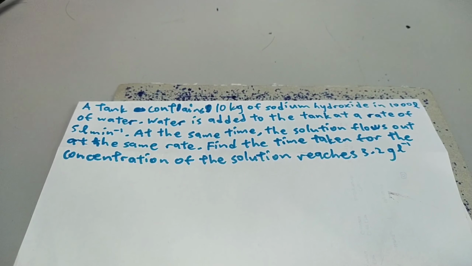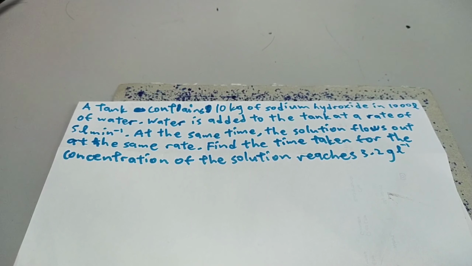Water is added to the tank at the rate of 5 liters per minute. At the same time, the solution flows out at the same rate. Find the time taken for the concentration of the solution to be 3.2 gram per liter. And as always, if you are interested in this video, pause the video and try it for yourself.